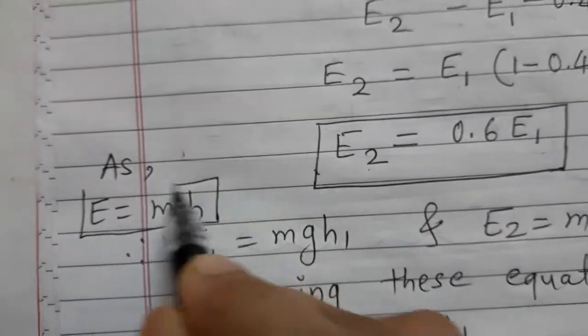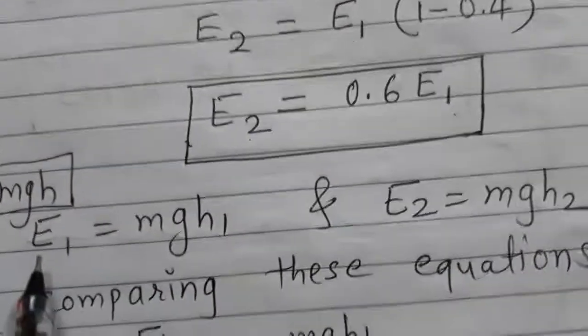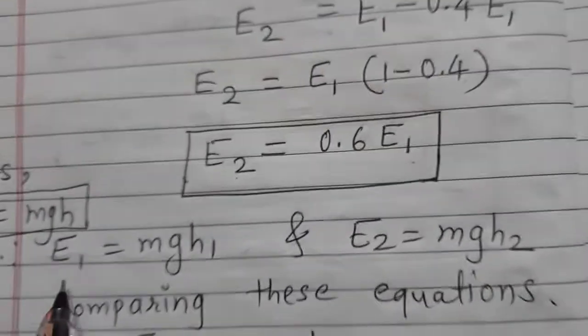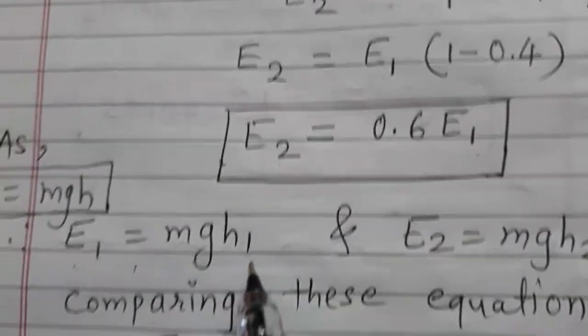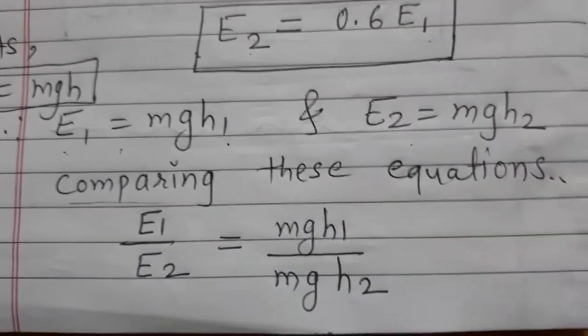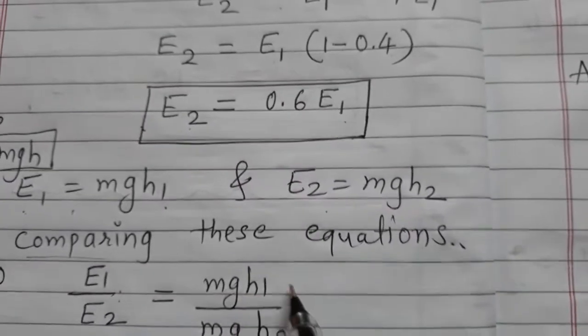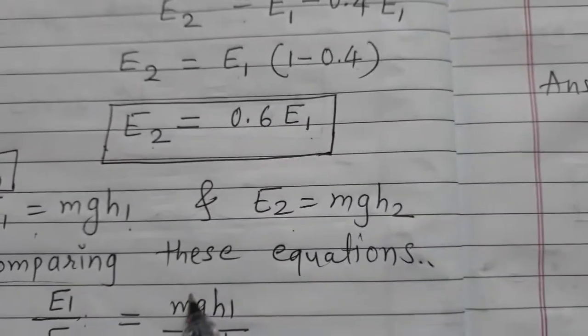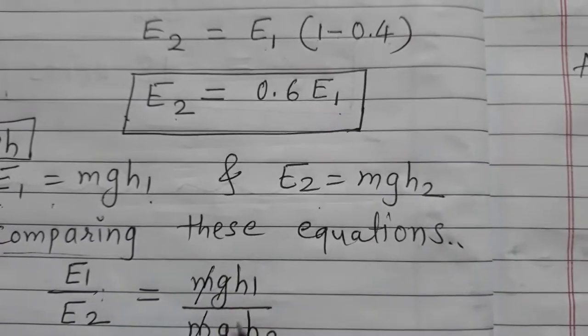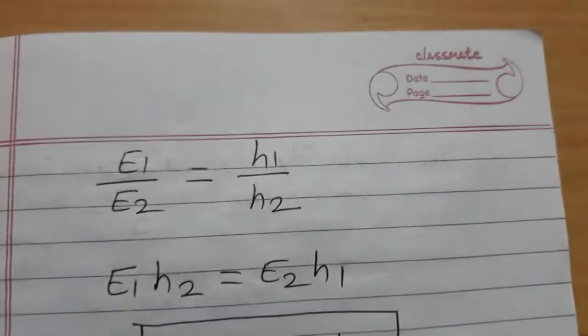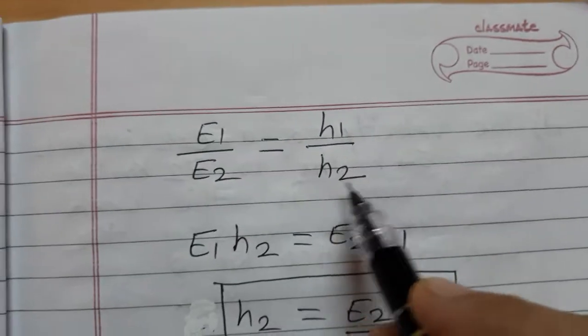We have the formula E equal to mgh, and so then we will write the equations for E1 and E2. We get E1 equal to mgh1 and E2 equal to mgh2. When we compare these equations, take the ratio of these equations, we get E1 upon E2 equal to mgh1 upon mgh2. In this m will get cancelled, g will get cancelled, and we get E1 upon E2 equal to h1 upon h2.